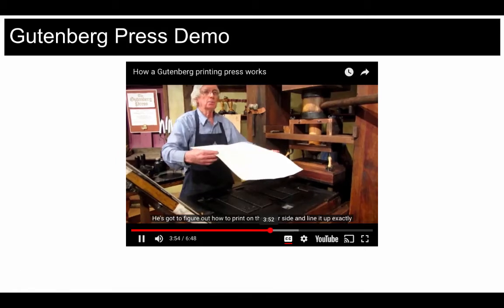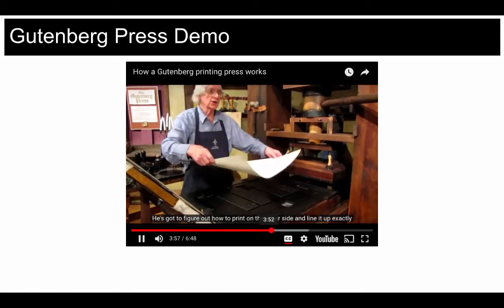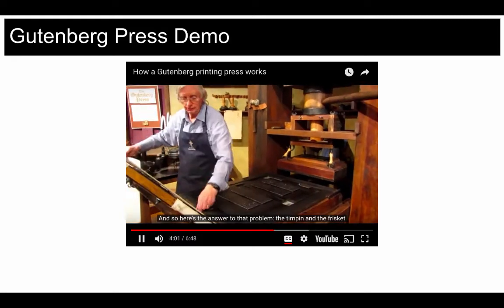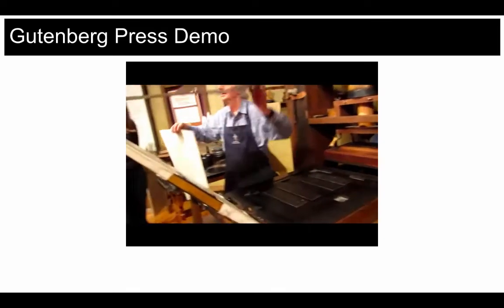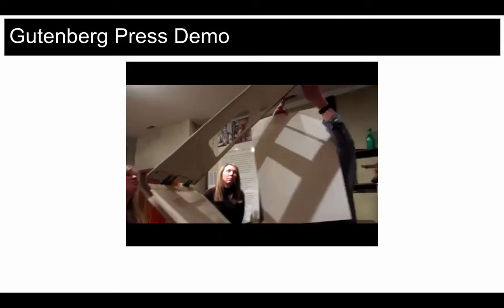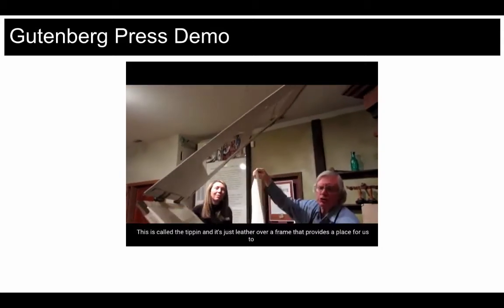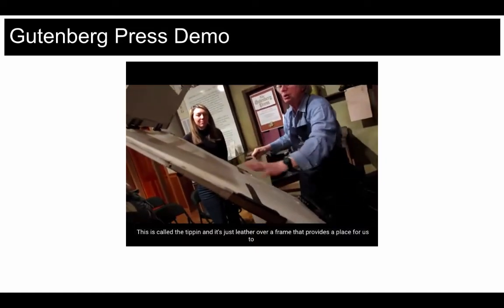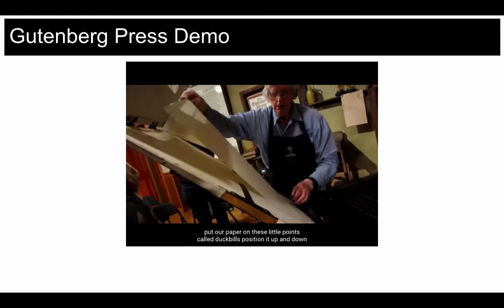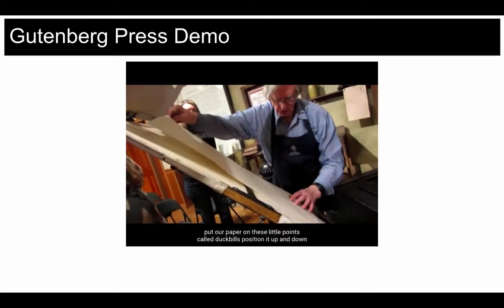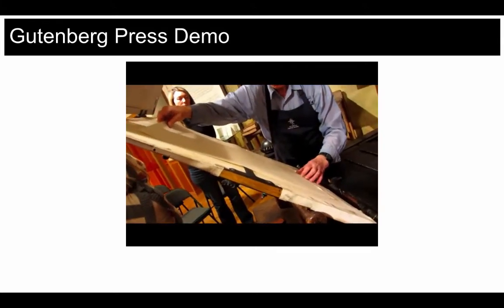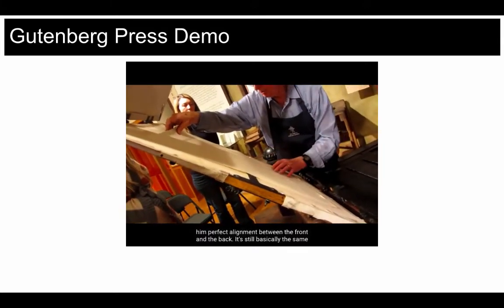He's got to figure out how to print on the other side and line it up exactly. And so here's the answer to that problem, the tympan and the frisket. I'll open it up here. This is called the tympan. It's just leather over a frame that provides a place for us to put our paper. These little points called duckbills position it up and down, and then the mark left and right here.